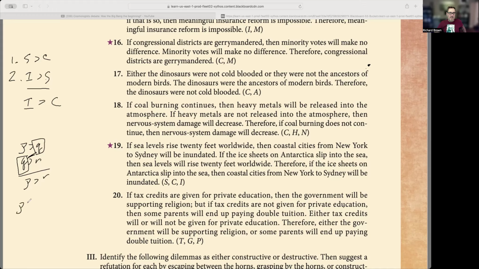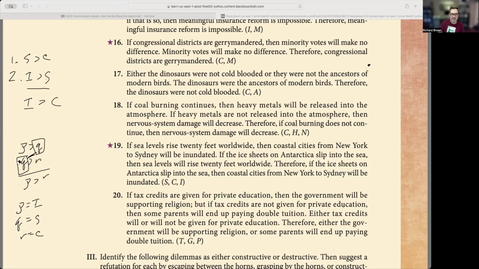So if you take P to be I and Q to be S, and R to be C, then you can see, in fact, that this is a pure hypothetical syllogism. So this is a substitution instance of the pure hypothetical syllogism. Therefore, this argument is valid.